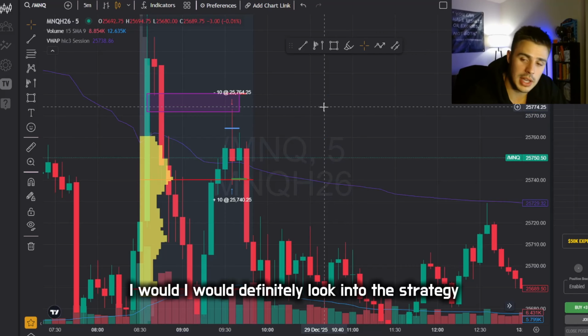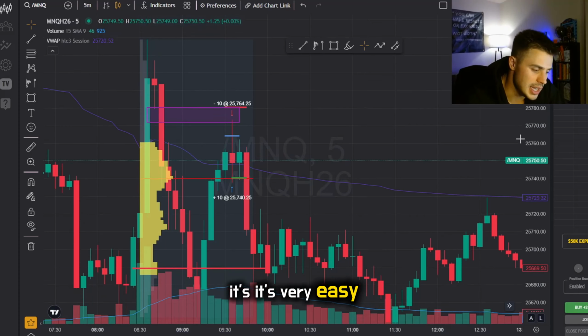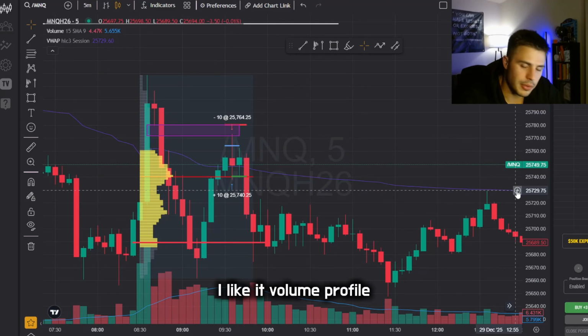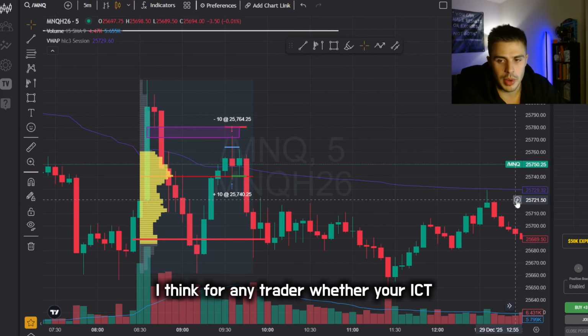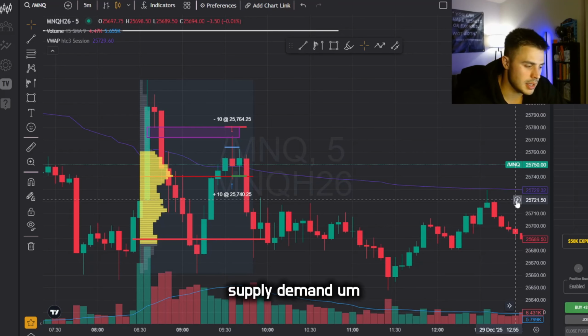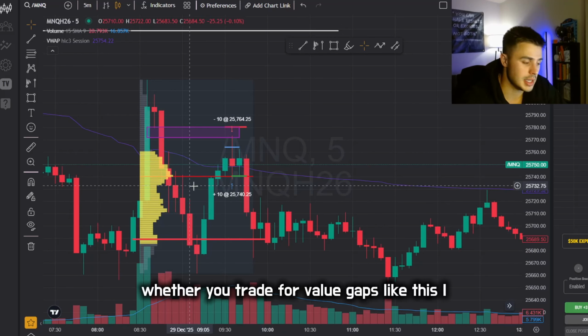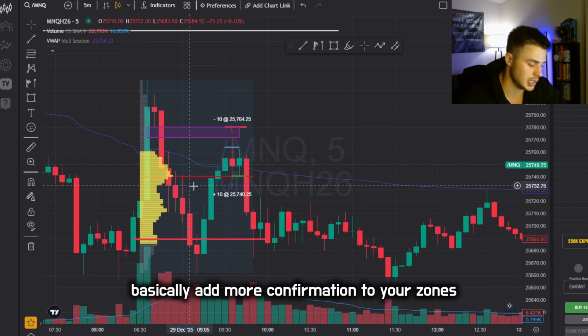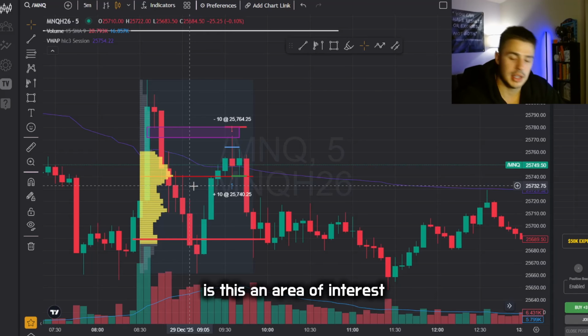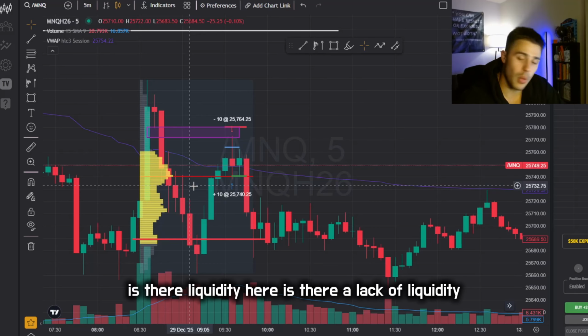But yeah, I would definitely look into the strategy. It's very easy. I like it. Volume profile, I think, for any trader, whether you're ICT, supply and demand, whether you trade fair value gaps like this, I think it's useful to basically add more confirmation to your zones. Really confirm, is this an area of interest? Is there liquidity here? Is there a lack of liquidity, etc.?